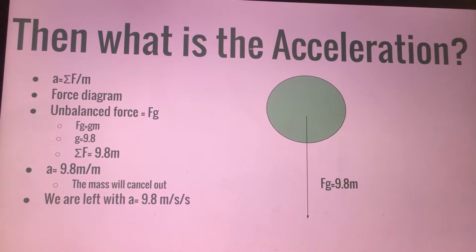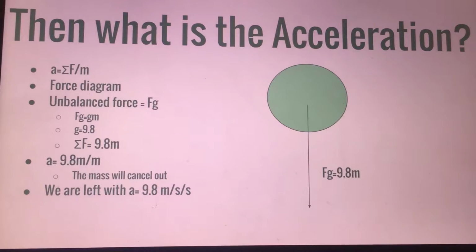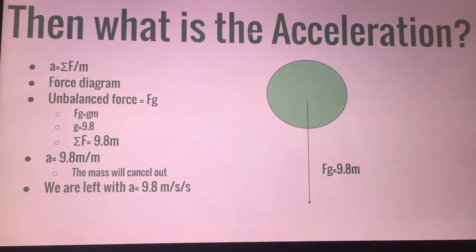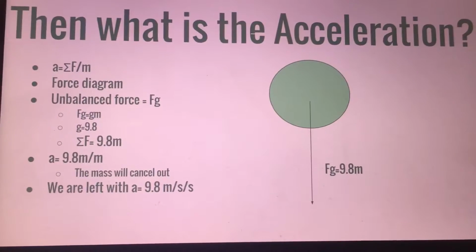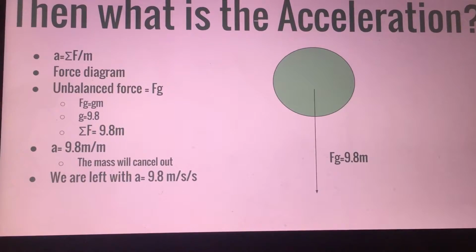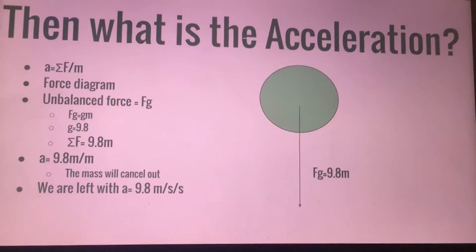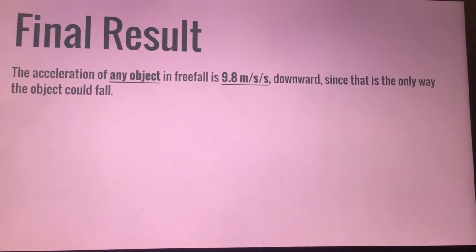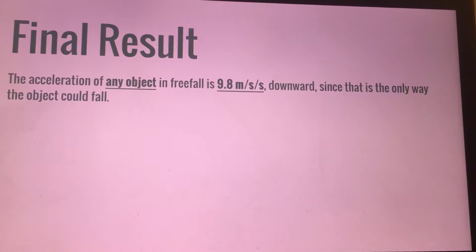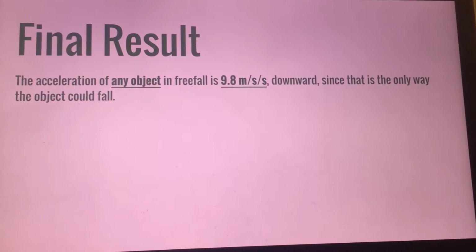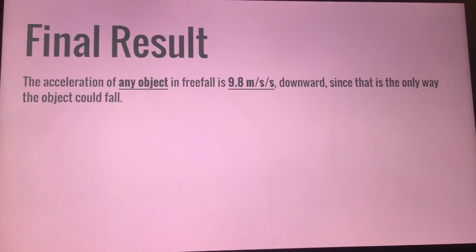So our equation we have now is 9.8 m divided by m. What you notice by this is that it ends up being 9.8 m over m, so the m's can cancel out, the masses cancel out. So you're left with acceleration equals 9.8 meters per second squared, which is the units for acceleration. So our final result is that any object in freefall has an acceleration of 9.8 meters per second squared downward, and the reason it's downward is that it's the only way an object could physically fall on Earth.